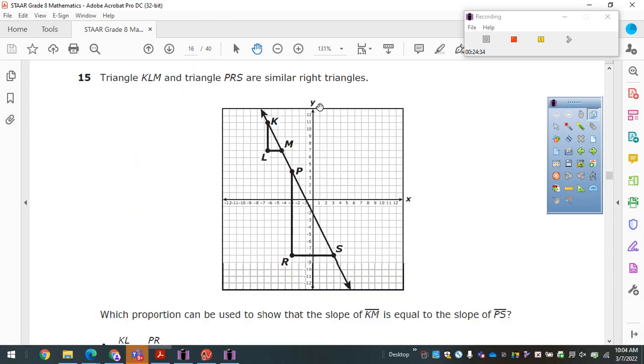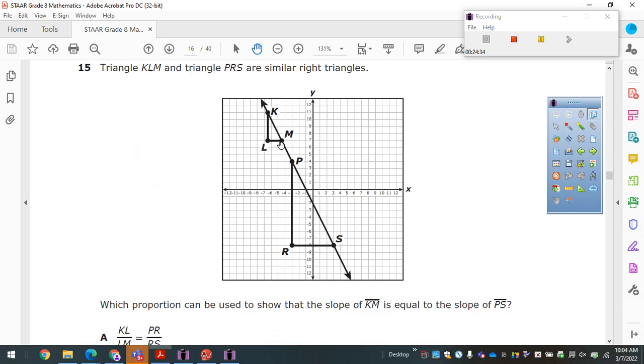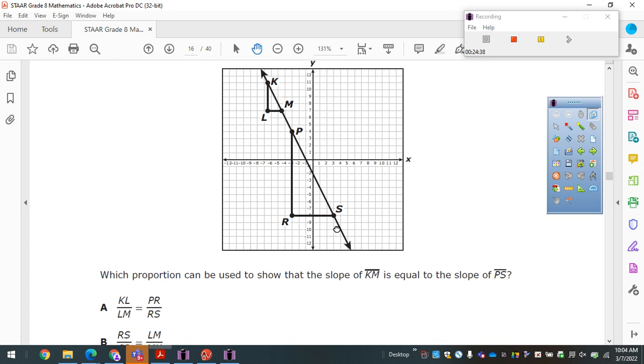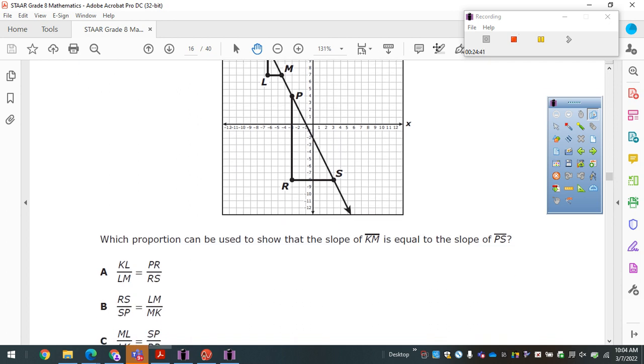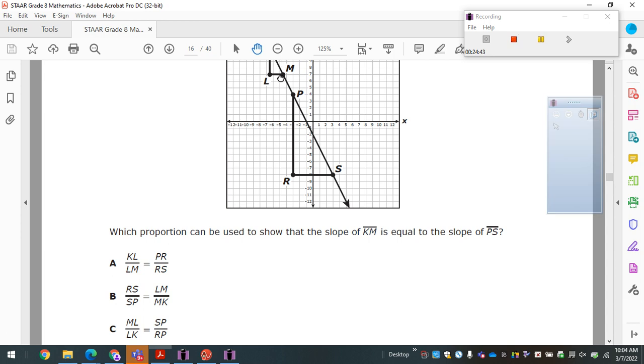Let's come over here. Similar right triangles. You see the triangles here? Okay. They want to have the same slope. Does that make sense? So you want to kind of set them up as what? Well, they're using the slopes of, let me see.